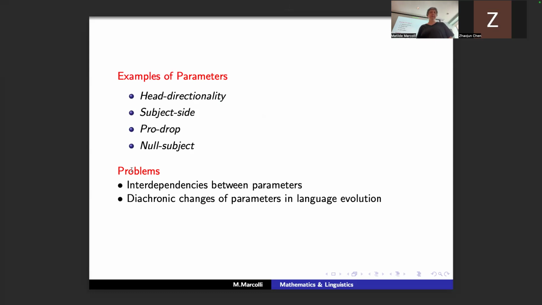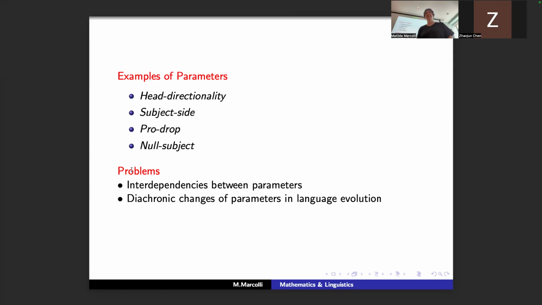These are some examples. As I said, there's head directionality. There are things that have to do with word order. Some languages always put the subject before the verb. Some do the other way around. There's pro drop, right? In some languages you can drop the pronoun and the sentence is still meaningful. Like in Spanish, you can say llueve for it rains.